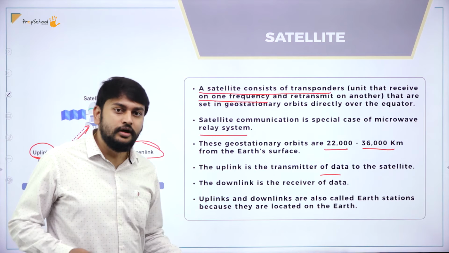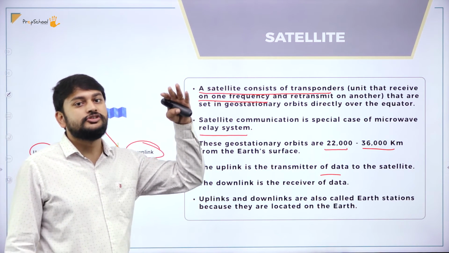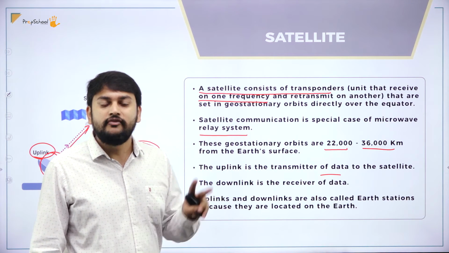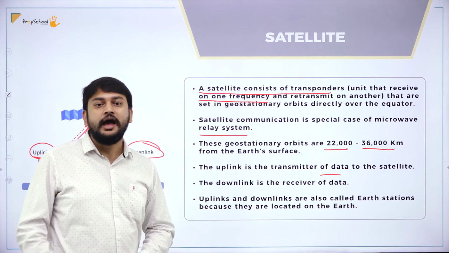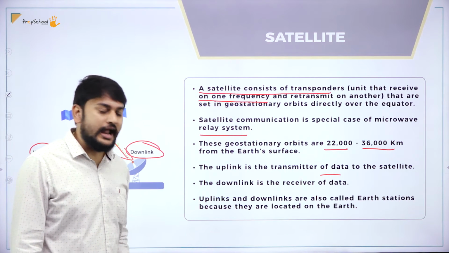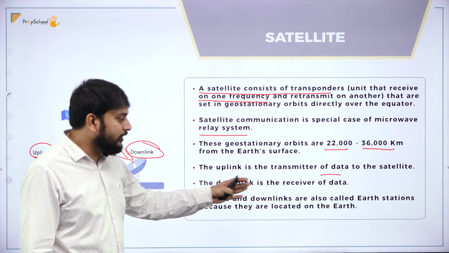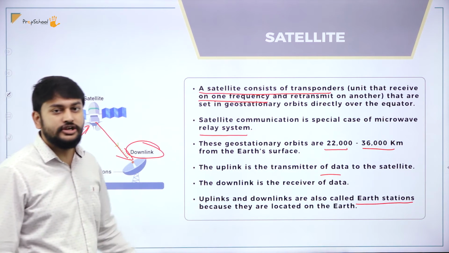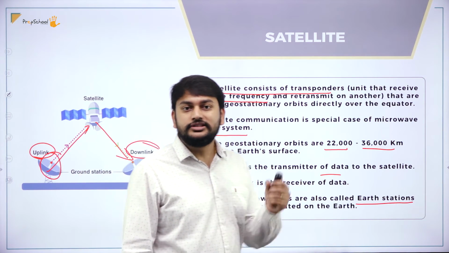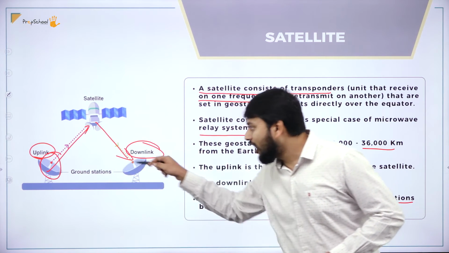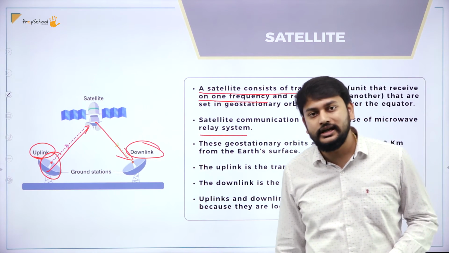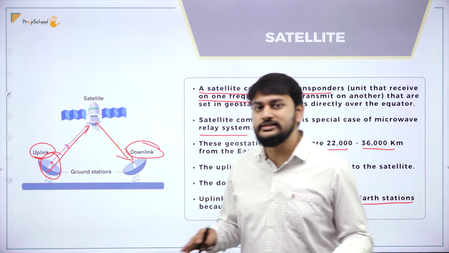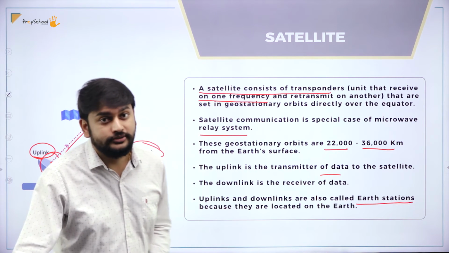So please remember, the distance we have is 22,000 kilometers to 36,000 kilometers, and we have two things: one is uplink as well as downlink. All right, uplink and downlink are also called earth stations. Why do we call both uplink as well as downlink an earth station? We call that an earth station because both are situated on the earth.